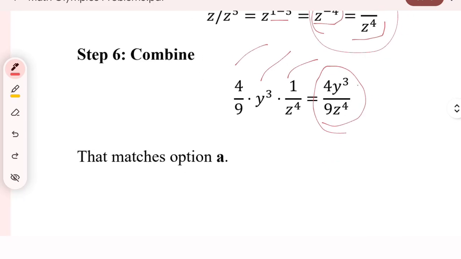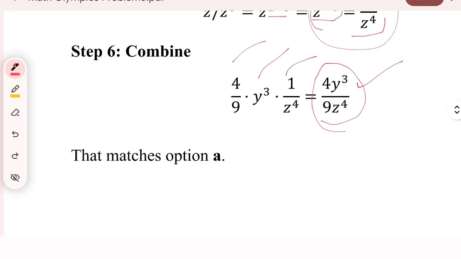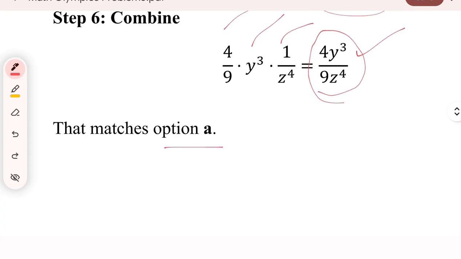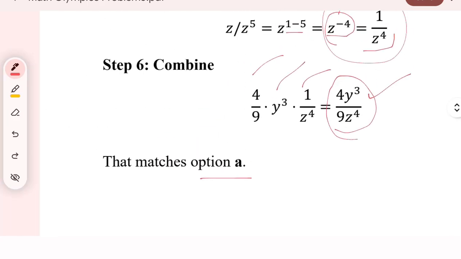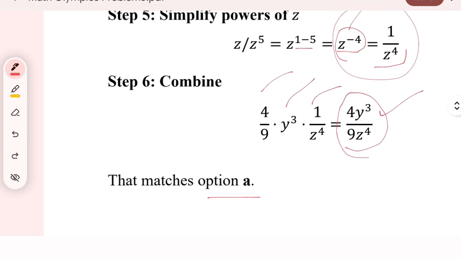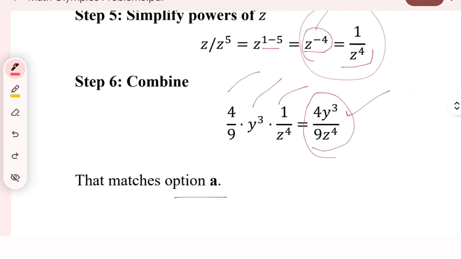Do we find this one in our choices? That's actually option A. And that's it. That's how you simplify or divide fractions. Just remember the steps. When you divide fractions, you need to take the reciprocal of the denominator.